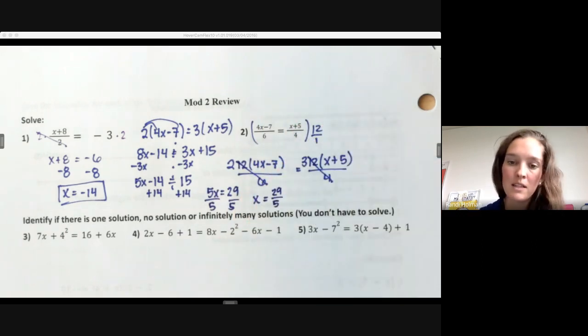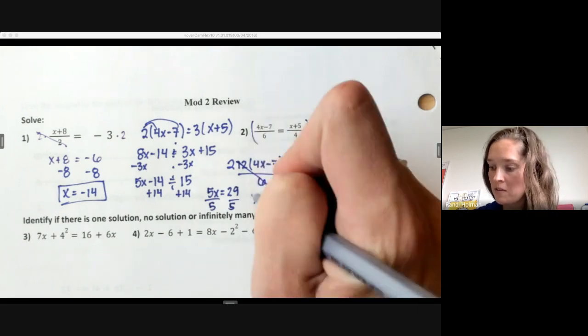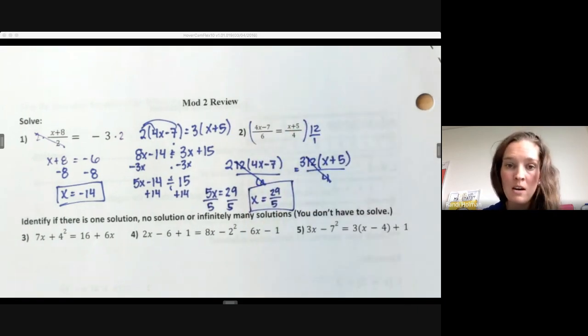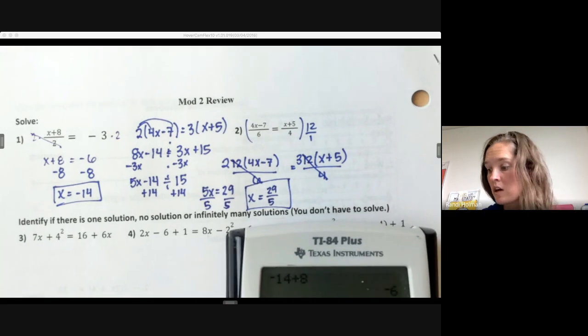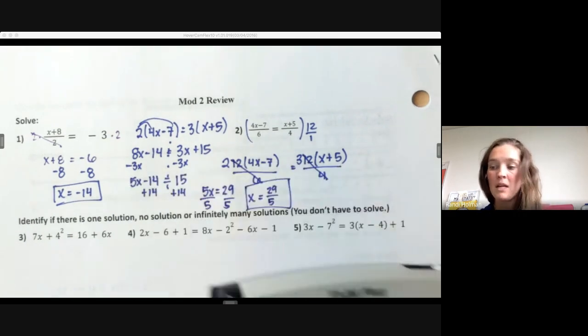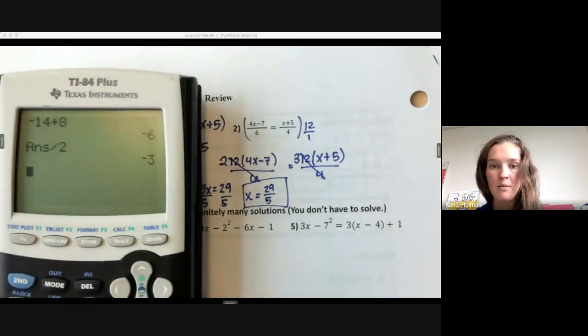Yes, that is a perfectly acceptable answer. 29 is not divisible by 5. So we're going to leave it right there. Again, check your answer, see if it's correct. We're going to have to plug it into both sides here since we have variables on both sides.